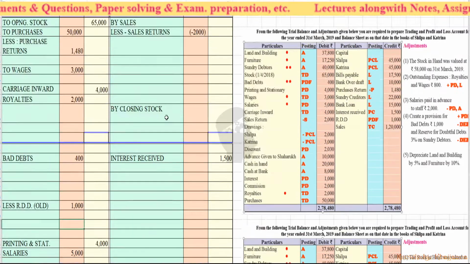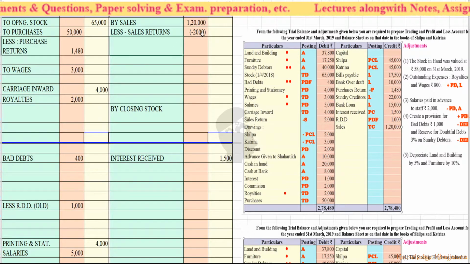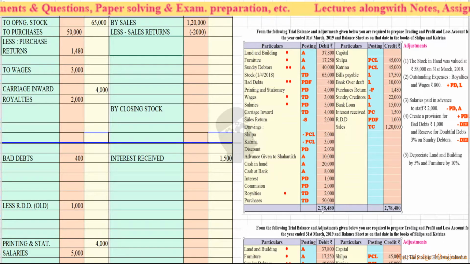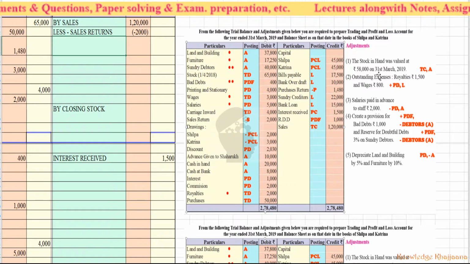Then sales. Sales, trading account credit side, rupees 1,20,000. So far we have completed the posting of all the items given in the trial balance. Now let's move to the items given in the adjustments. The first item is the stock in hand valued at rupees 58,000 on 31st March 2019. That is the closing stock.